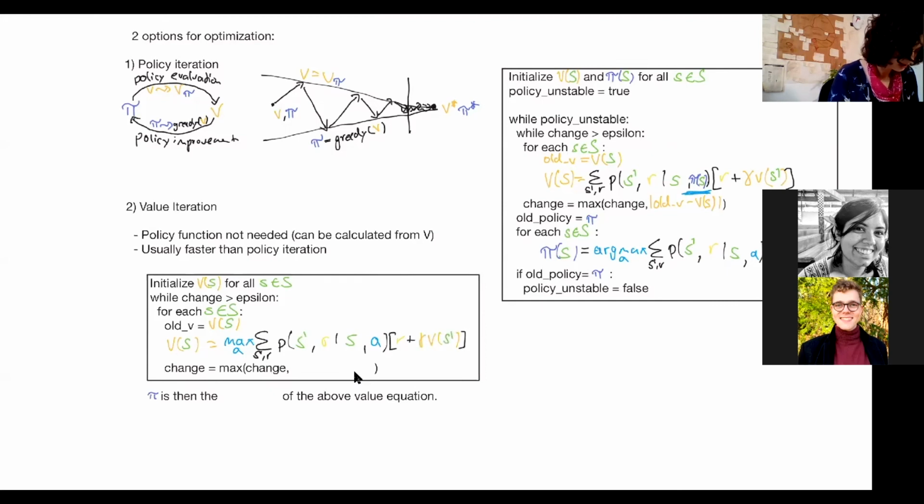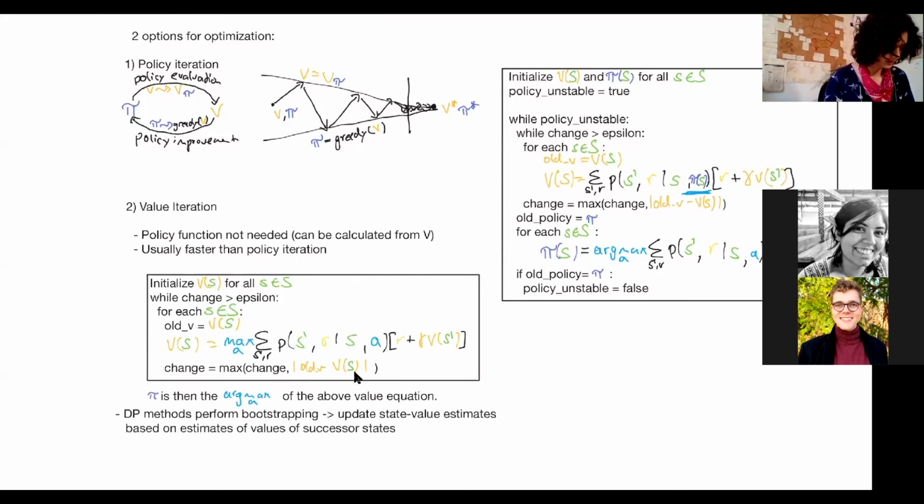Okay, and then we just check again what is the biggest change that we made so far, and if this change is smaller than epsilon, we can stop optimizing. Okay, and then the optimal policy is the argmax action of the above value equation. So that's a greedy and deterministic policy, just taking the action which leads to the best next value estimate.